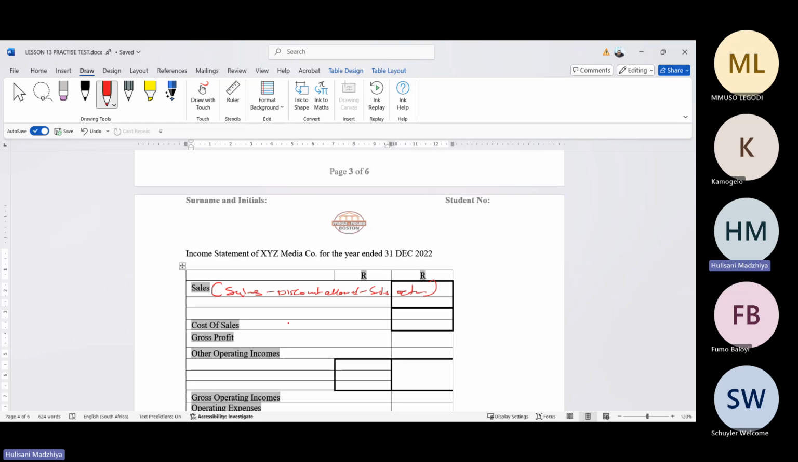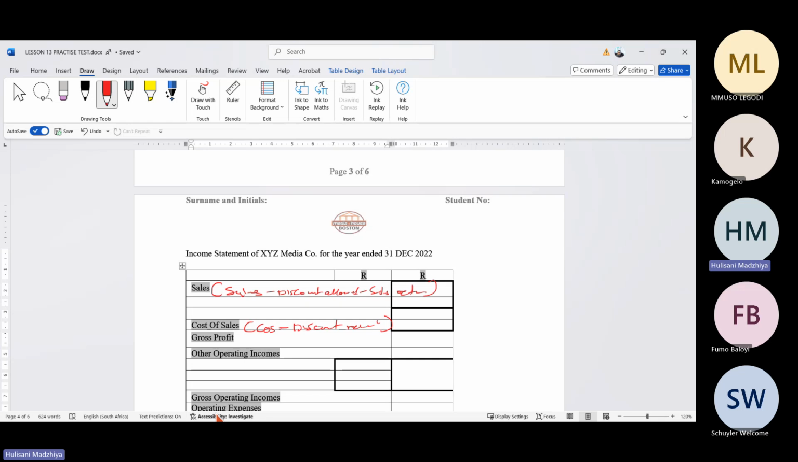Your total sales. And then the cost of sales will therefore be the cost of sales value that is already represented minus discount received. If you receive a discount when buying from your supplier, it will reduce your cost of sales because now you no longer incurred the full cost, but you incurred half the cost.